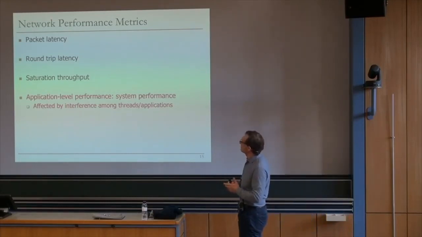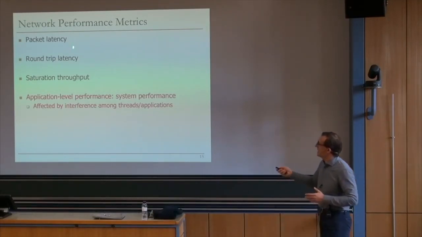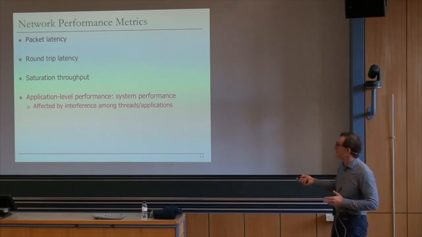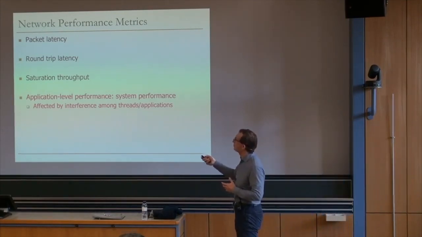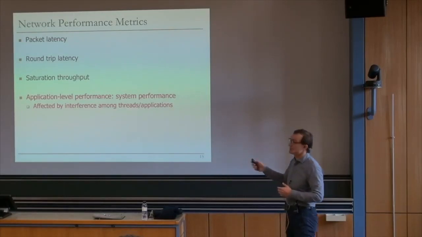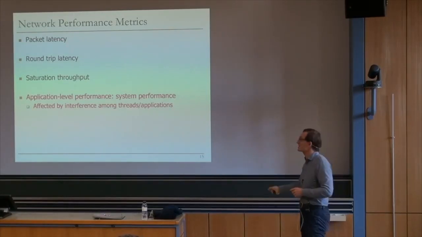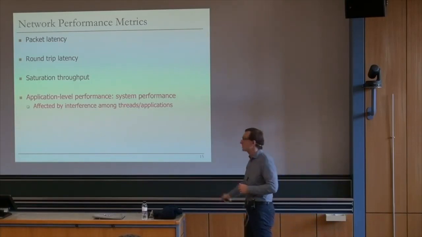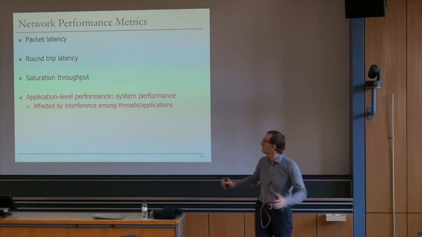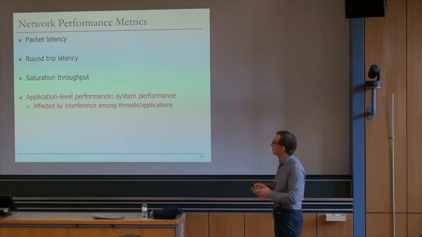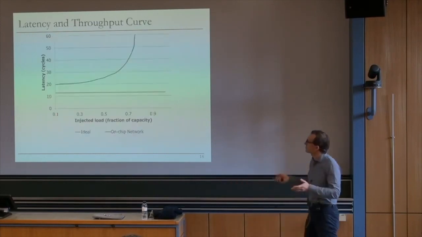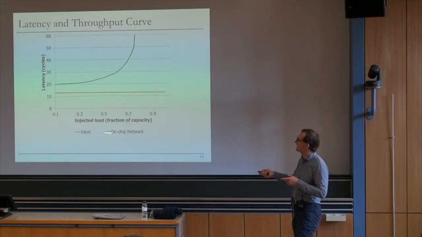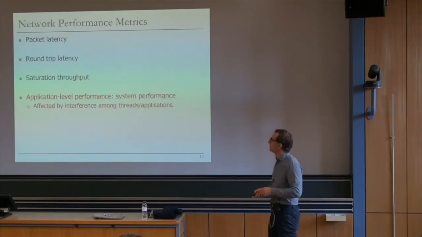Okay, let's look at some network performance metrics. We've talked about packet latency. Round-trip latency could be another one. And packet latency could be average and maximum. Round-trip latency is not just packet latency, but request-response latency. You send a request and you get a response. What is the round-trip delay for that? And saturation throughput we also talked about. So these are actually very traditional performance metrics that people use, and you can actually gather them from here.